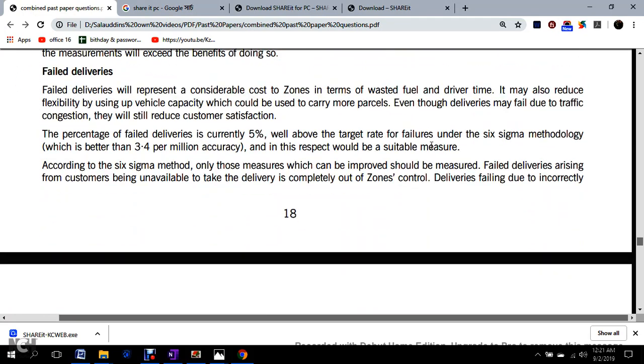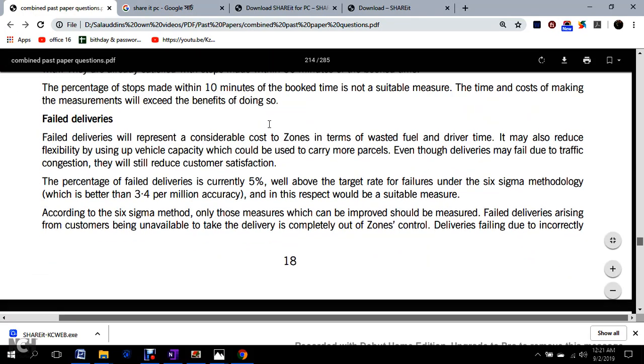Then failed deliveries. Failed deliveries will represent a considerable cost to Jones in terms of wasted fuel and driver time, because we have gone there. A driver needed to drive the vehicle, fuel needed to run the vehicle, but we failed to make the delivery. So we have incurred our cost, but we did not succeed in making the delivery.